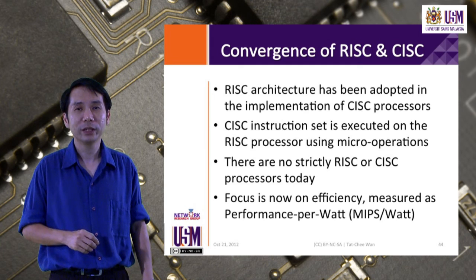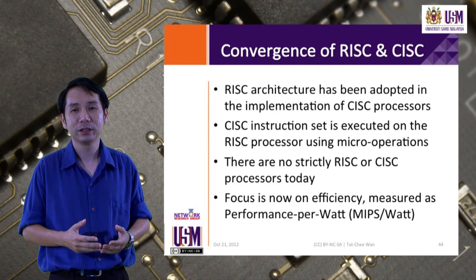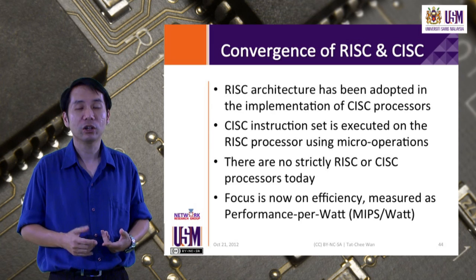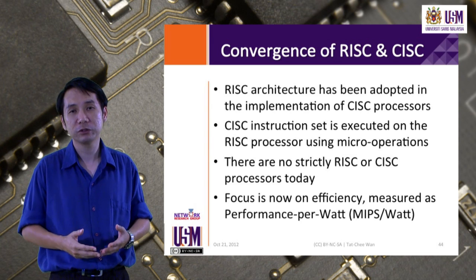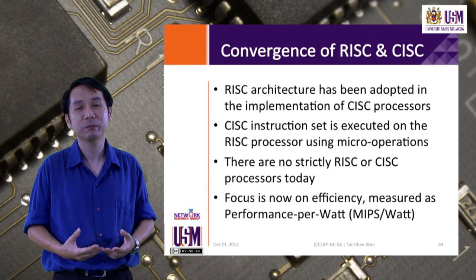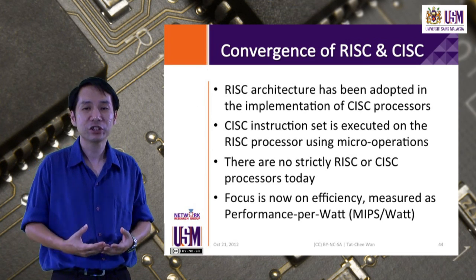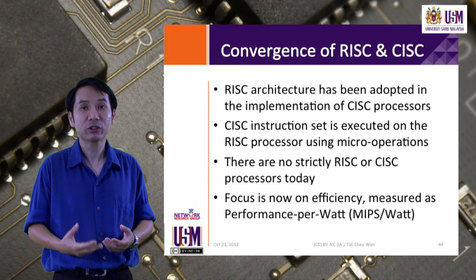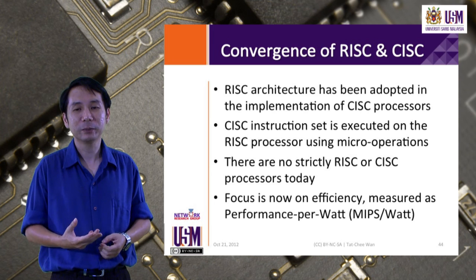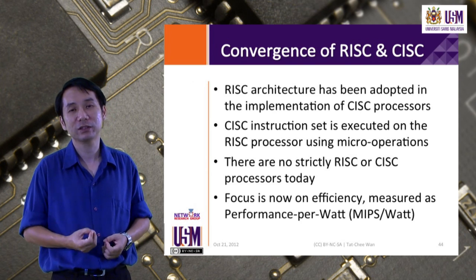We have come a long way since the beginning of microprocessors in the 70s. Today, we find that most processors are no longer purely CISC or RISC. Instead, we see a convergence. The RISC architecture has been adopted in the implementation of multiple CISC processors. The CISC instruction set is executed as micro operations on a RISC core. So strictly speaking, there are no pure RISC or pure CISC processors today.